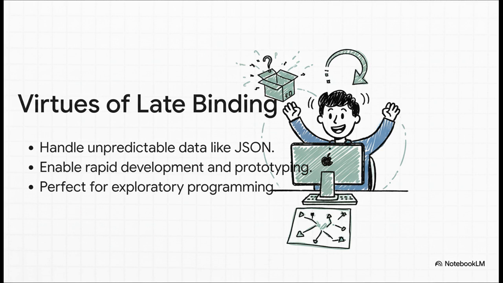It's a concept called late binding, and it is incredibly powerful. It's what lets you handle messy, unpredictable data, like the JSON you get from a web server where you're not even sure which fields will be there. It also means you can write a script, run it instantly, and get the super fast feedback loop that's amazing for prototyping and just exploring ideas.